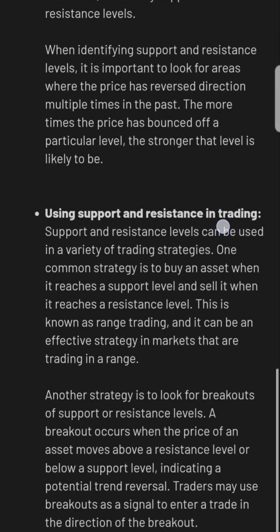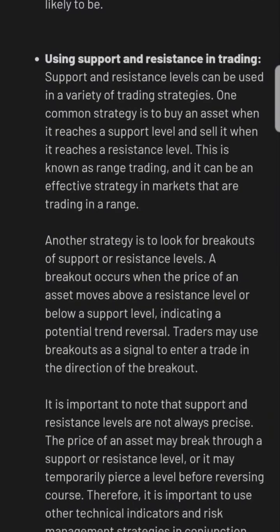Using support and resistance in trading. Support and resistance levels can be used in a variety of trading strategies. One common strategy is to buy an asset when it reaches a support level and sell it when it reaches a resistance level. This is known as range trading, and it can be an effective strategy in markets that are trading in a range. Another strategy is to look for breakouts of support or resistance levels.